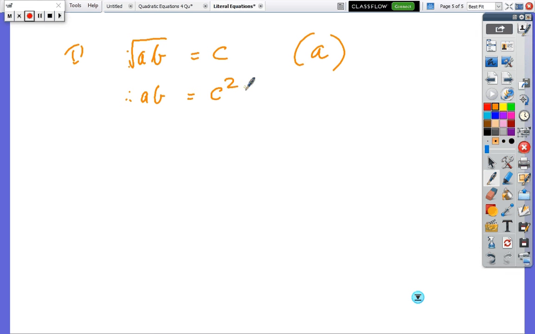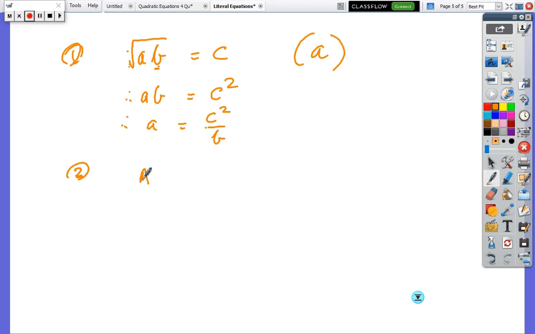I'm getting these off the worksheet that you're going to be doing. So this is the first one. That's some formula, and we have to make a the subject. These are just examples. First thing you have to do is get rid of the square root. So AB equals c squared, and then a is just c squared over b. Obviously you can't get rid of the b first because the b is inside the square root. So get rid of the square root, then get rid of the b. I'm just picking questions at random.